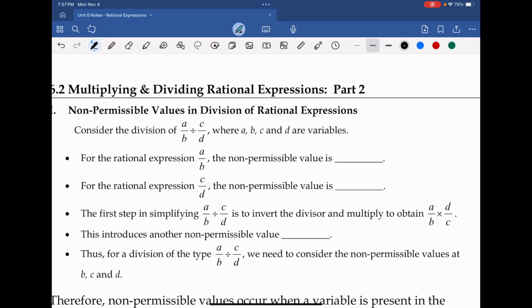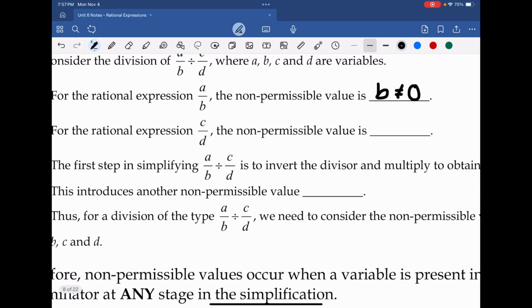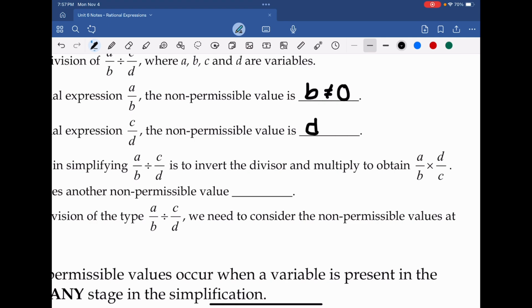If I have a over b divided by c over d, where these are both rational expressions and a, b, c, d are all variables. For the rational expression a over b, the non-permissible value would be that b cannot equal 0, because if it's the denominator term, our denominator cannot equal 0. Similarly, if I have c over d, the non-permissible value would be that d cannot equal 0.